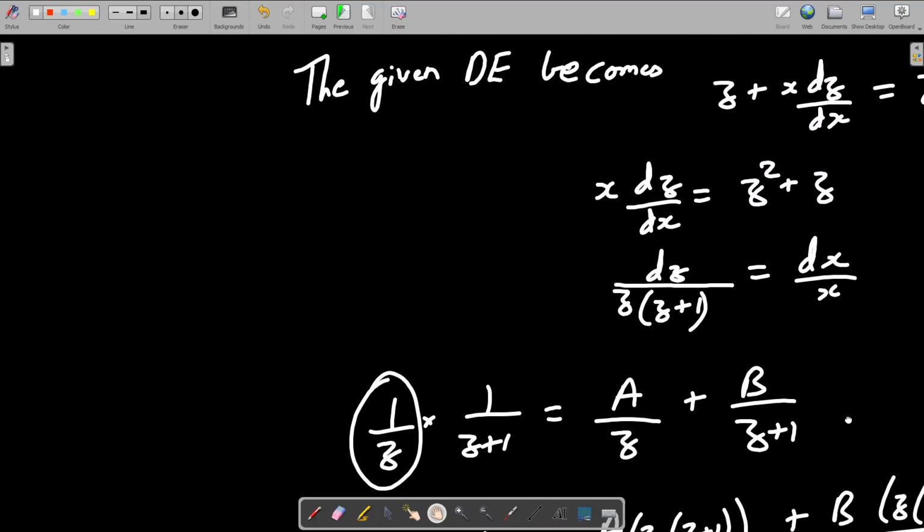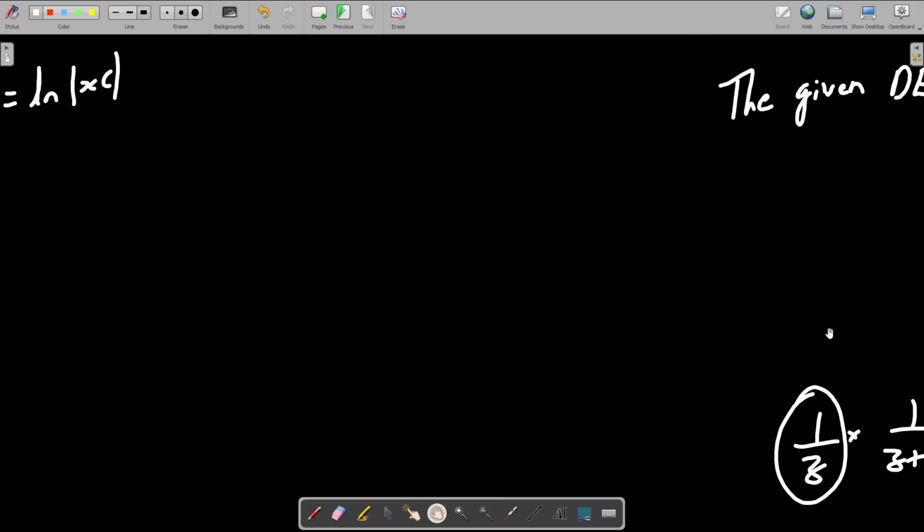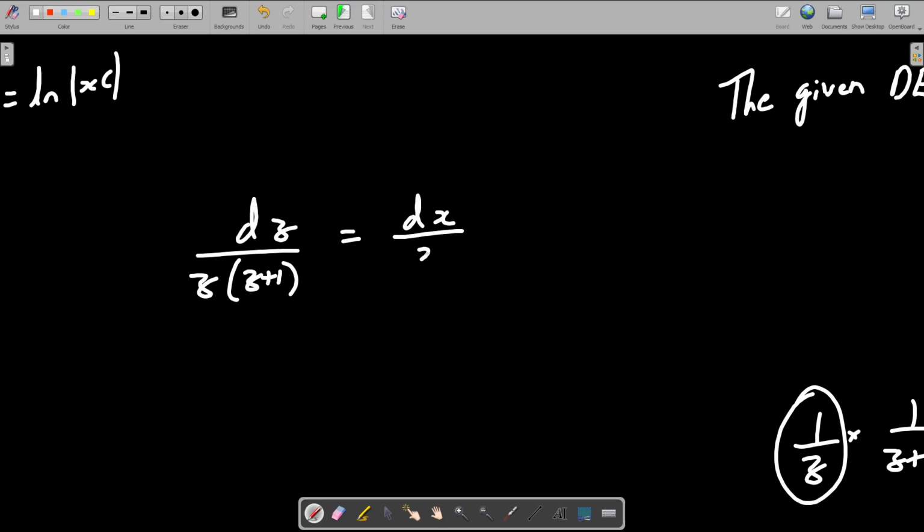Yeah, so what is the thing I had? I had the differential equation here. dz by z times z plus 1 is equal to dx by x, right? So integrating both sides, this should become simplified to 1 upon z minus 1 upon z plus 1. Okay, b is minus 1, a is 1. That's what I've done.